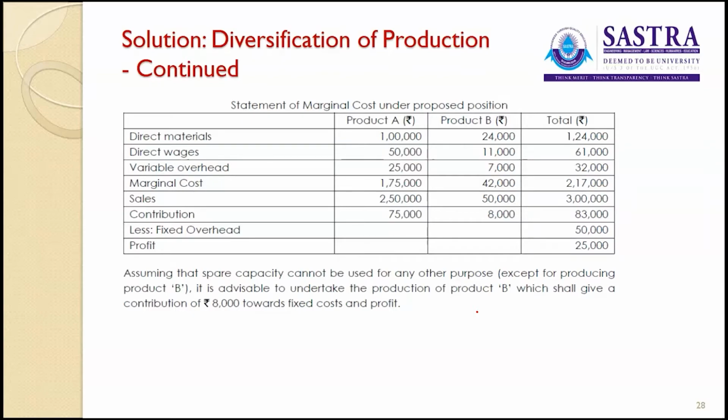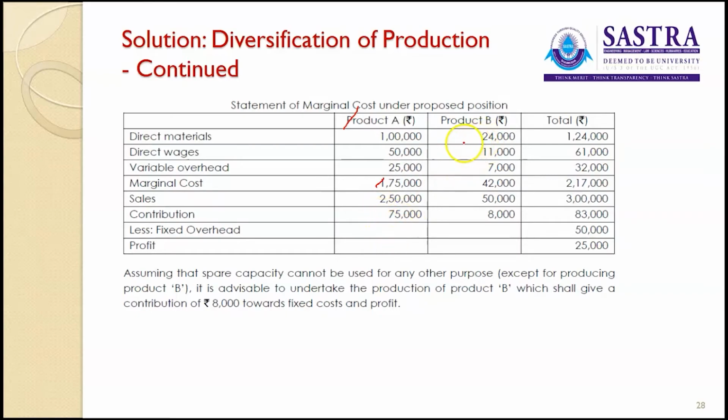Now what is the statement of marginal cost under their proposed position? We have product A already existing, so this column we have already discussed here. 1 lakh minus 50 and 25, so 175 is your marginal cost, 2,50,000 is your sales, then contribution 75,000.